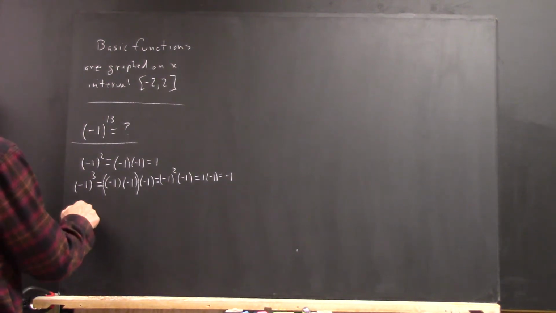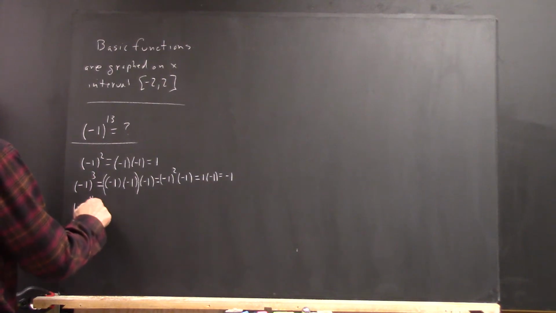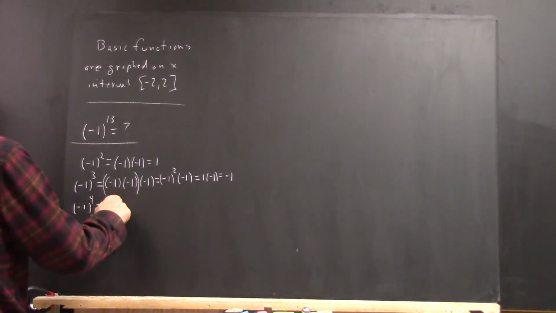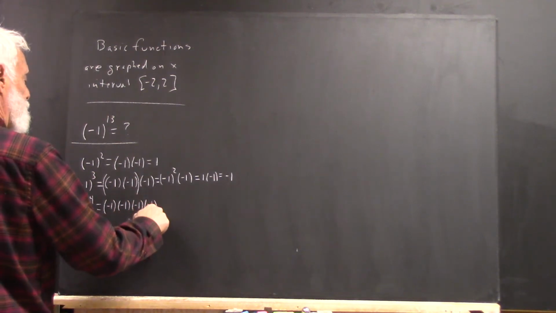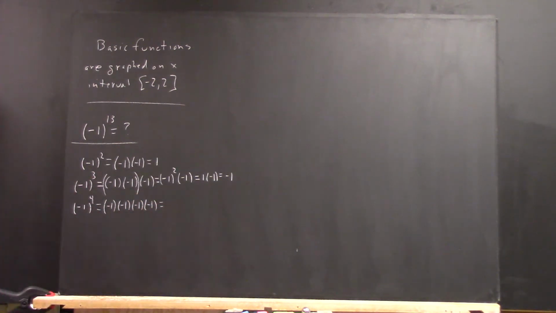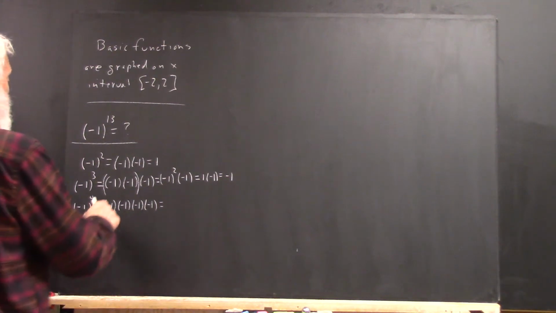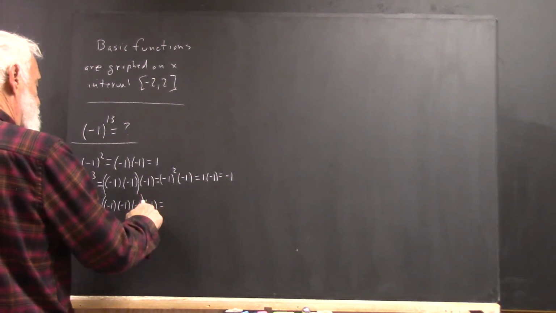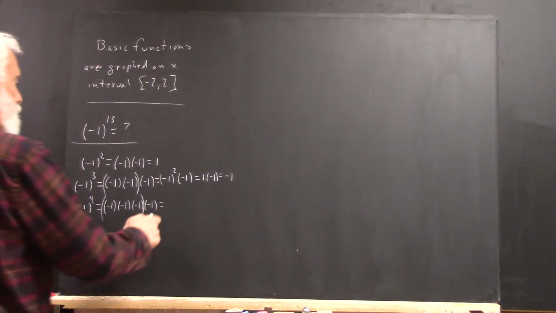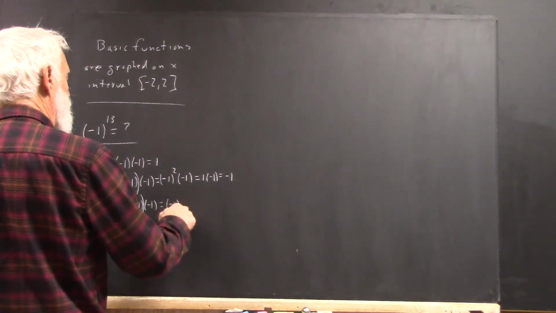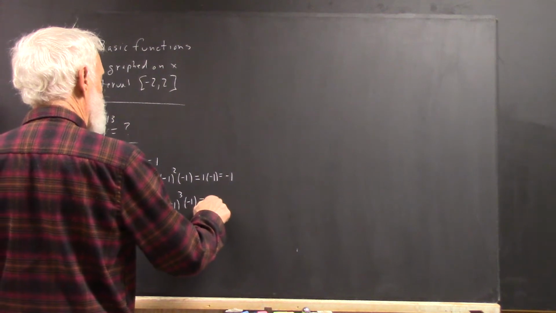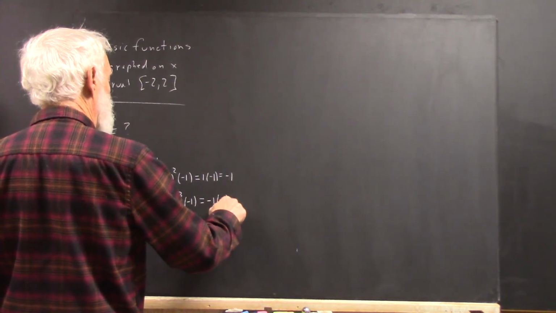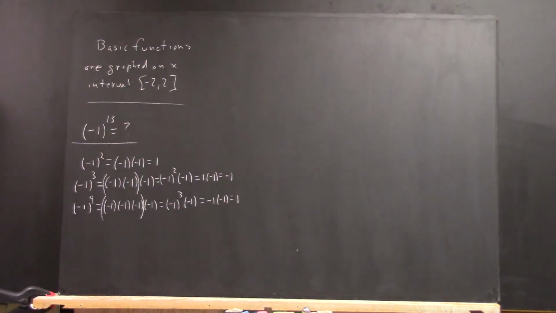Well, what's -1 to the 4th? Well, we're not going to write them all out. This may be the last one I'll write out. If I group it like this, you see that it's -1 cubed times -1, which equals -1 times -1, which is 1. Right?